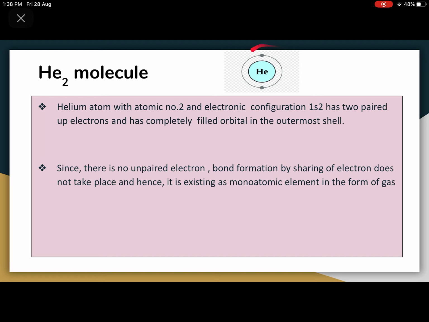As you can see, this 1s orbital is completely filled, so there is no vacant place, and hence it will not form a bond with another helium atom, and that's why it exists as a monoatomic element in the form of gas. At normal condition, He2 is non-existent.